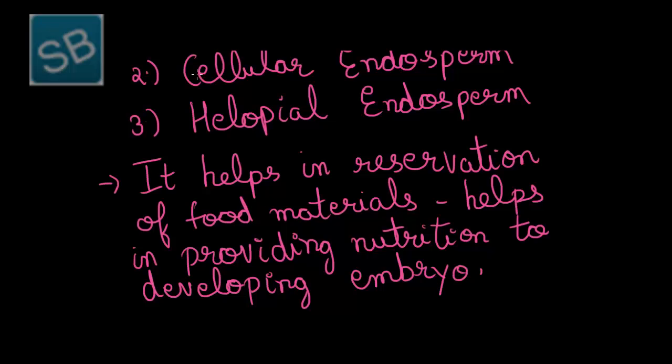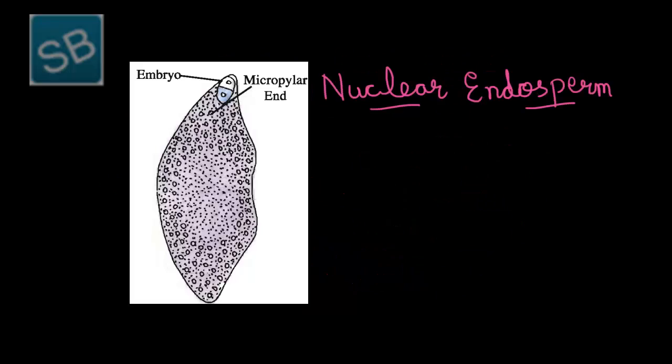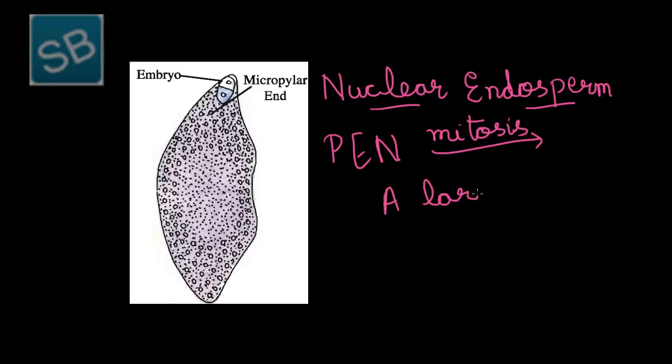As said earlier, the most common type of endosperm tissue is the nuclear endosperm. Let us study its features and formation. This figure depicts the nuclear endosperm formation within the flowering plant. As said earlier, the primary endosperm nucleus, that is PEN, undergoes mitotic division to form a large number of free nuclei.